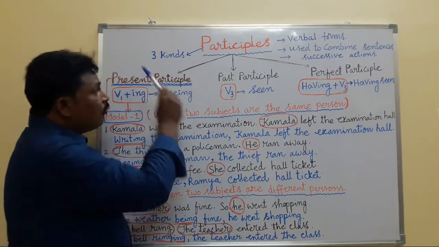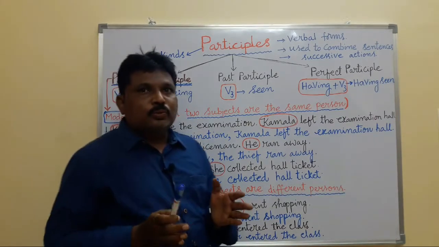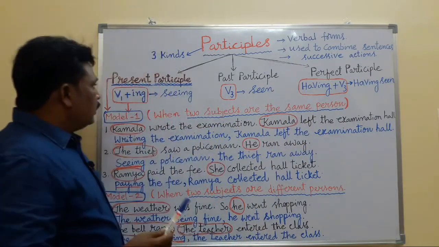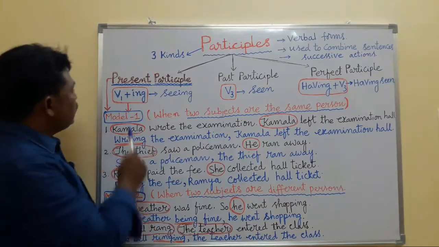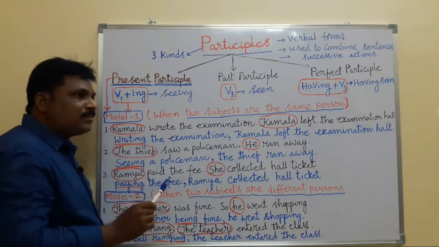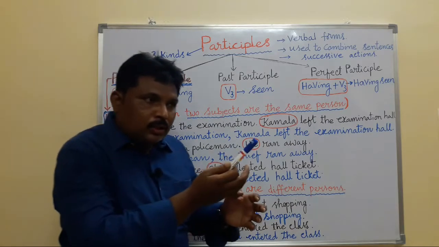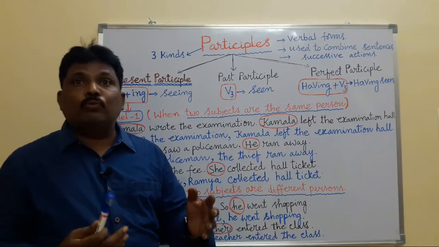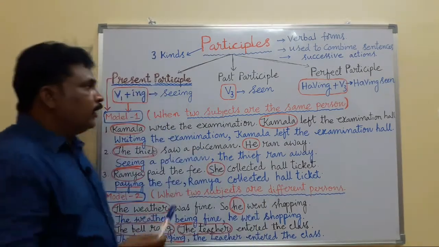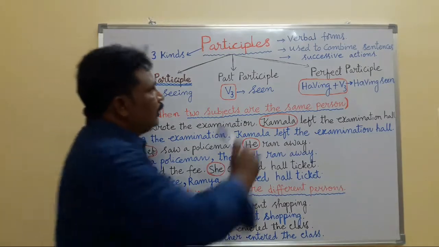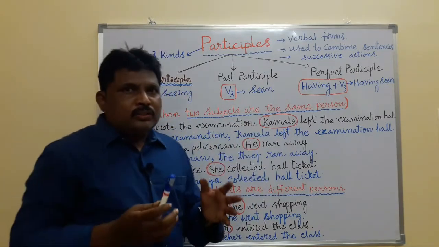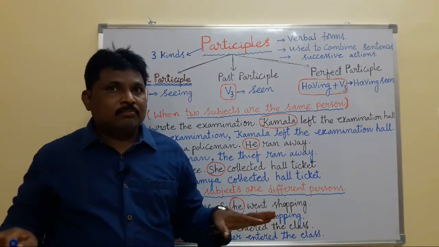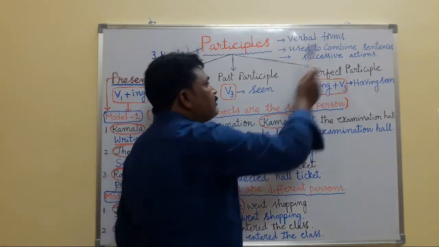What is the role of present participle? First we must know it is a verbal form. Why is it called a verbal form? It is formed with V1 plus ing. So it is formed with the verb. It has got its shape or the form only with the help of verb, so that it is a verbal form. Next, the second point is this present participle is used not only in continuous tenses. It is used to combine sentences.